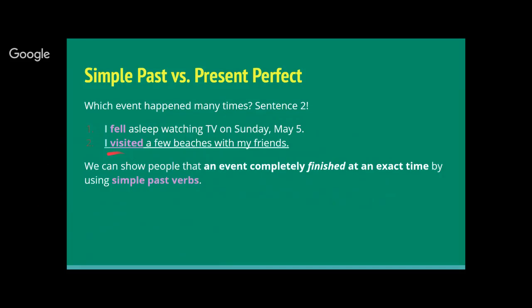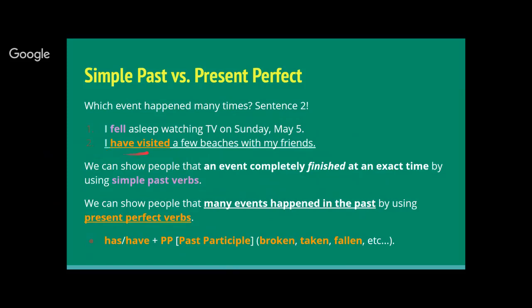So we can show people that an event has completely finished at an exact time by using the simple past verbs. So simple past is very helpful for explaining exactly the date or time when something finished. But when we want to explain that an event happened, or many events happened in the past, we want to use the present perfect. It's better to use the present perfect. So, I have visited a few beaches with my friends.